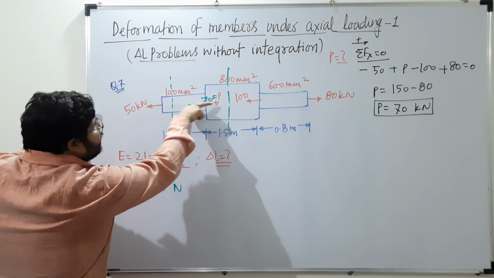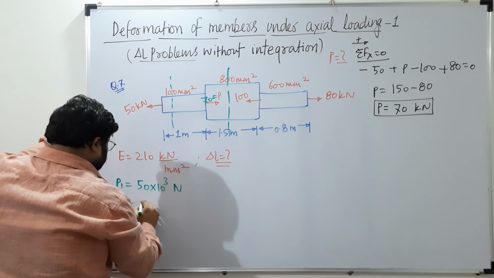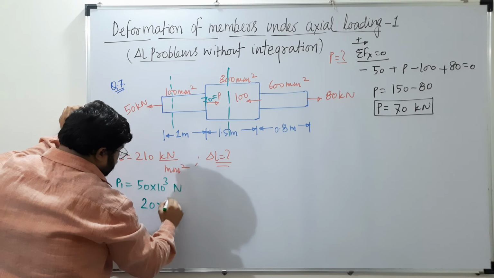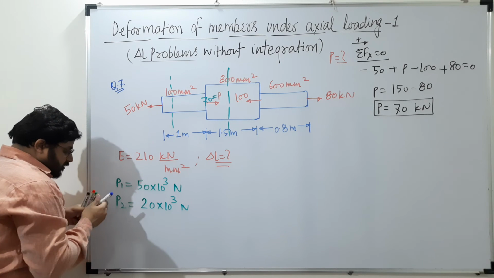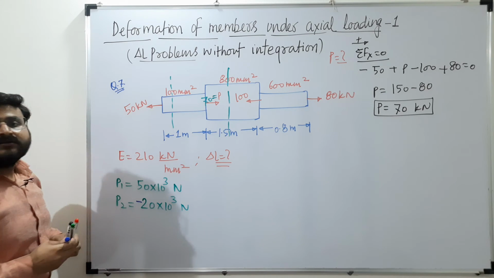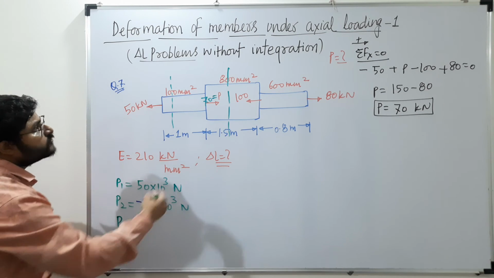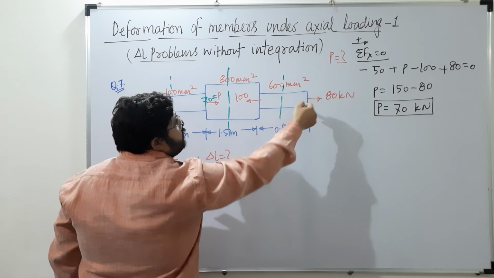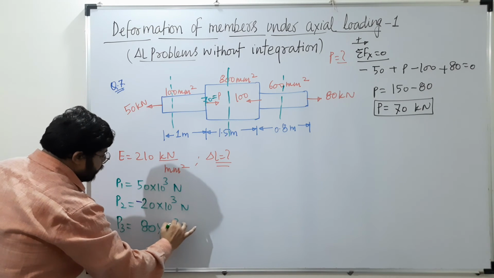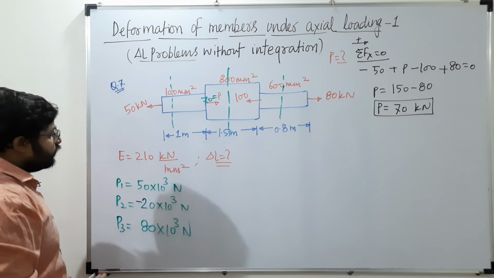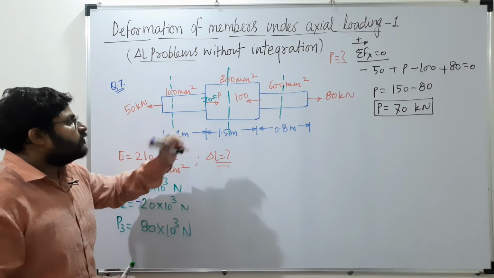Now 70 compressive and 50 tensile, that means 20 kilonewton compressive. So because of compressive, I will put a negative sign over here. Now when we talk about P3, that is the last section. You cut it, 80 kilonewton tensile. So this is easy. 80 into 10 to the power 3 Newton, 80 kilonewton tensile. Now the E value is same throughout.